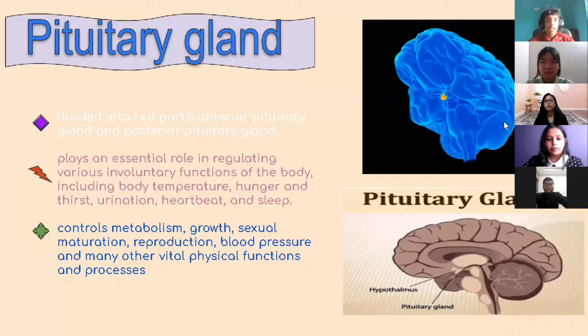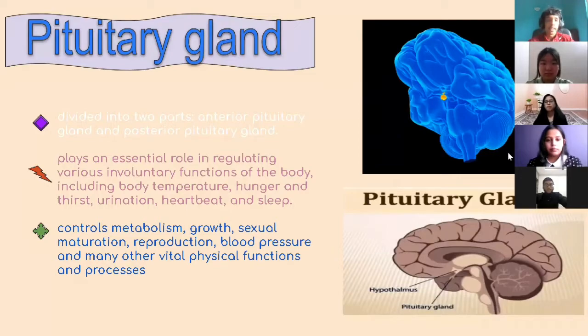Now for the second organ, we have the pituitary gland. The pituitary gland is divided into 2 parts, the anterior pituitary gland and posterior pituitary gland. Under the control of the hypothalamus, the pituitary gland controls the autonomic nervous system, which plays an essential role in regulating various involuntary functions of the body, including body temperature, hunger, thirst, heartbeat, and sleep. The hormones secreted by the pituitary gland are vital regulators of most of the endocrine glands.